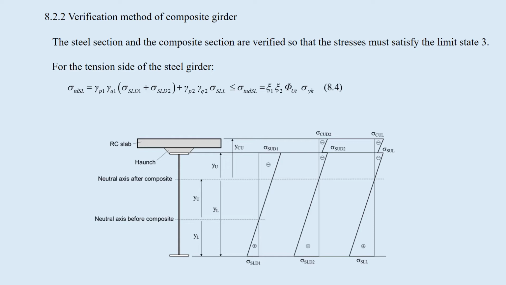8.2.2 Verification method of the composite girder. The steel section and the composite section are verified so that the stresses must satisfy the limit state 3. For the tension side of the steel girder, the stress consists of pre- and post-composite dead load and live load, which must be within the limit value.